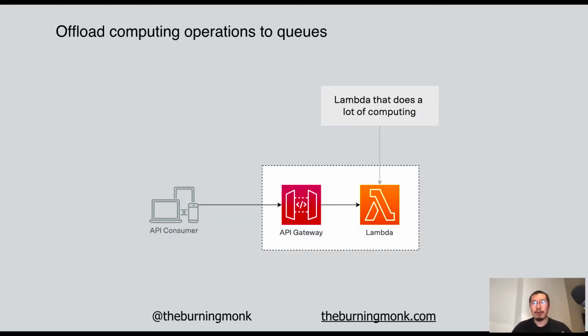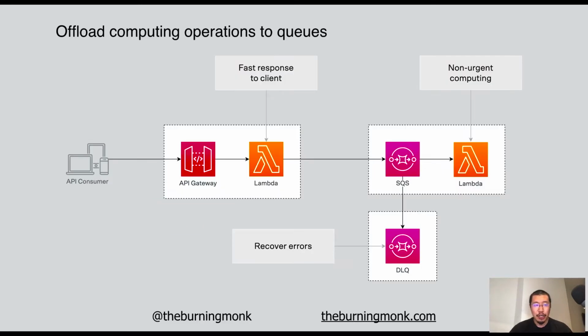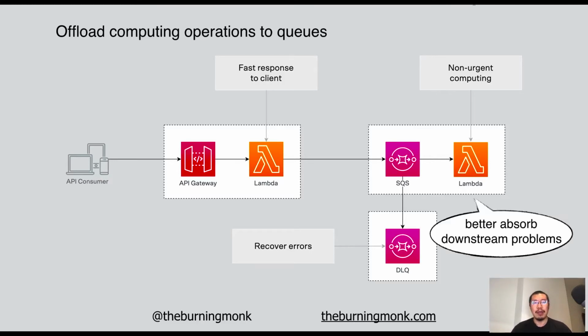And a common pattern for making your APIs more resilient, at least in cases where we need to perform CPU-intensive tasks, is to offload them to a queue first, so the API function can respond quickly to the caller, and we can perform those long-running CPU-intensive tasks in another Lambda function where we don't have to worry about API Gateway's 29 seconds timeout. So this allows us to better absorb any downstream problems.